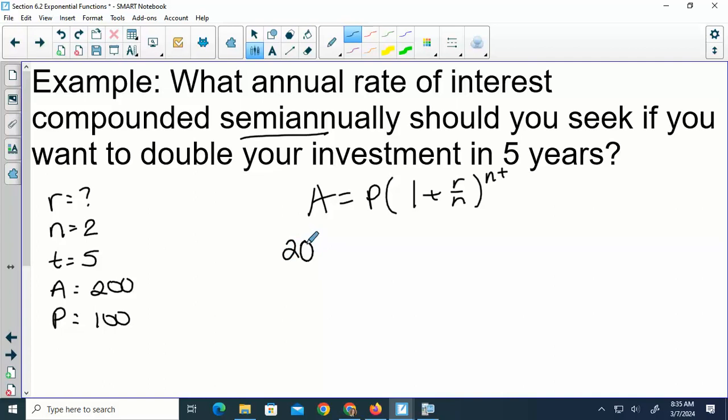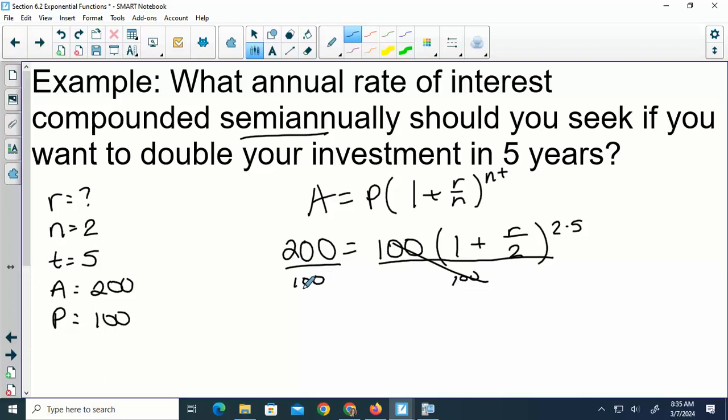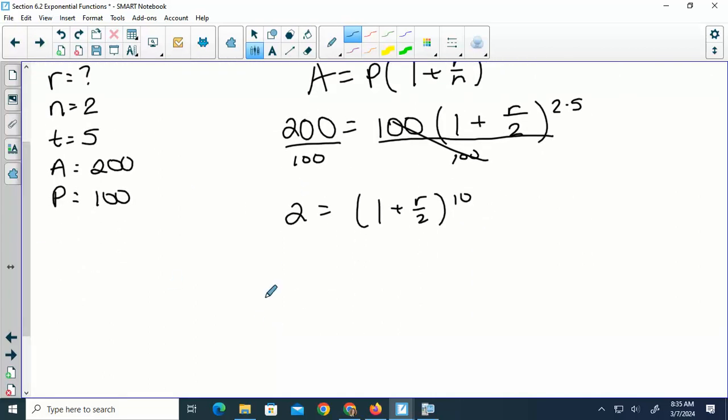So my amount is 200. I have 100 right now. 1 plus, I don't know R. N is 2. Do the 2 times 5 power. Divide by the 100. 5 is 10. How would we get rid of a 10th power? 10th root.